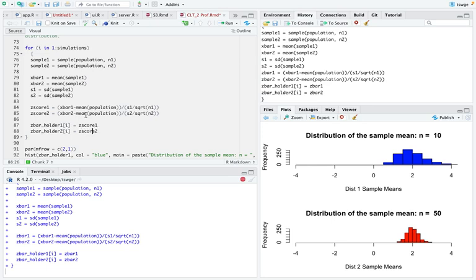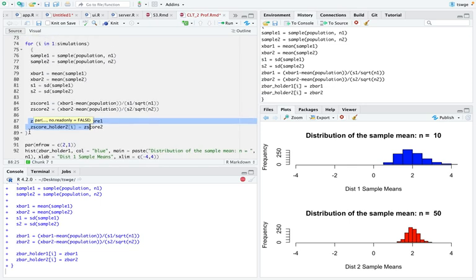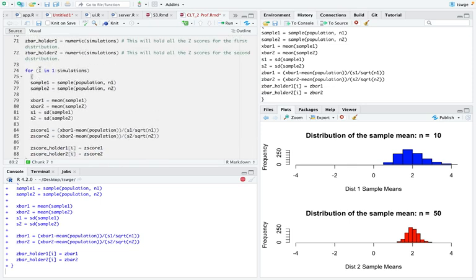Well, just to make this make sense, we have x bar there. We'll make this z-score holder 1, z-score holder 2. Right, so I'll store them. And then it's going to loop back. It's going to say, okay, now let i be 2. Take another sample of 10, another sample of 50.